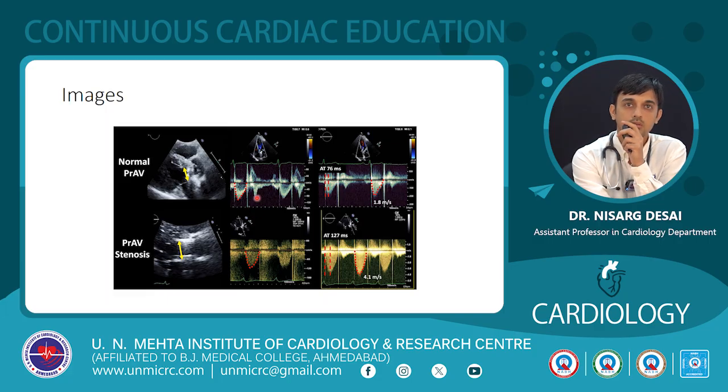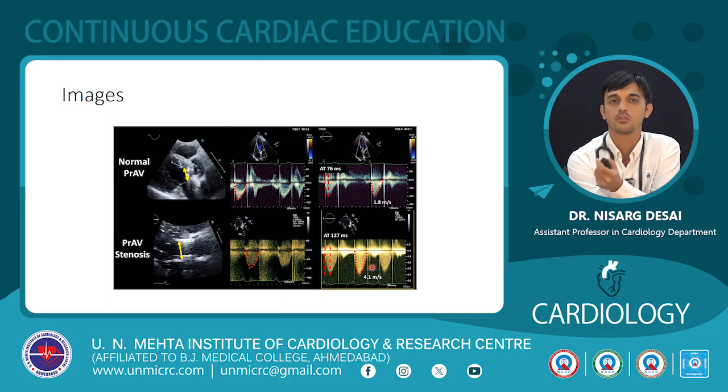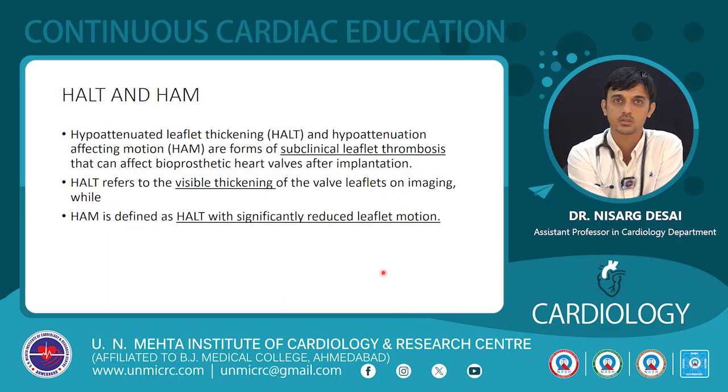In this example, when compared to figure 1, it has got a rounded shape, the acceleration time is also higher, and this has got a triangular shape. So it is 76 versus 127 milliseconds. The velocity across this aortic valve is 4.1 versus 1.8. So the figure below is suggestive of prosthetic heart valve stenosis, aortic valve stenosis.